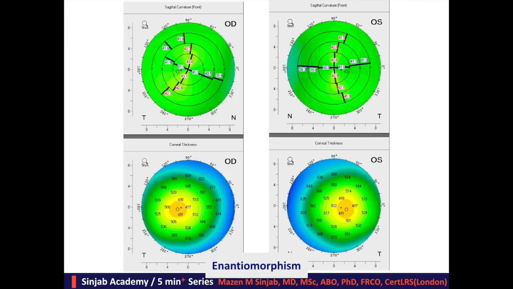Now, what is enantiomorphism? It is a phenomenon where the left eye shows a mirror shape of the right eye in terms of topography, of course. Look at the curvature map and look at the thickness map. On the thickness map, there is a horizontal displacement towards temporal in both eyes.